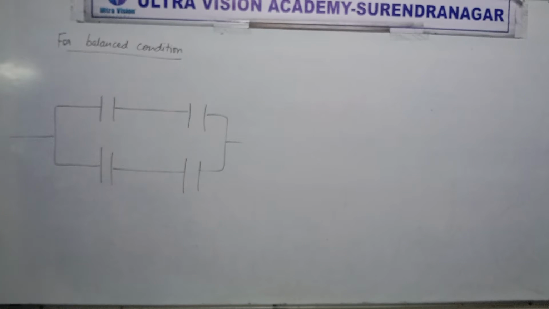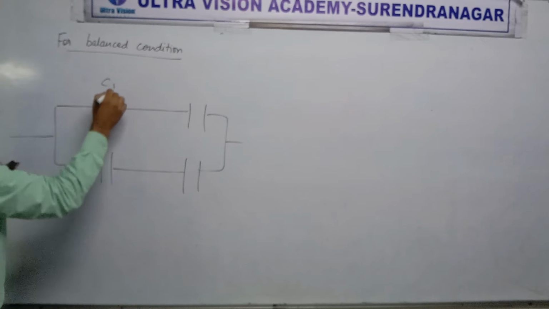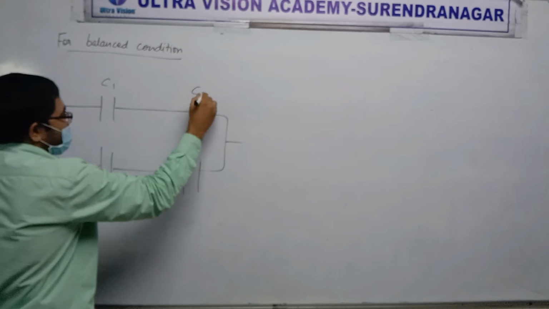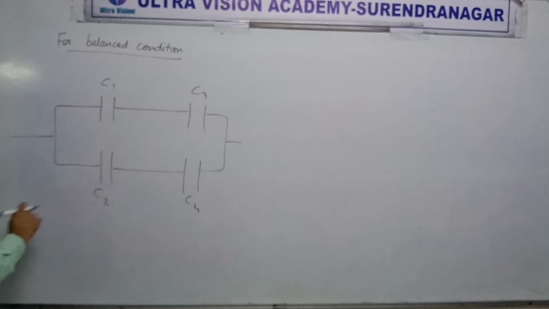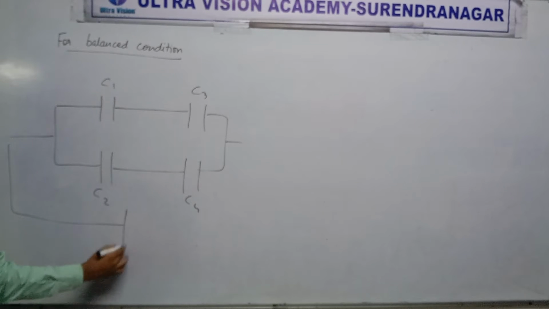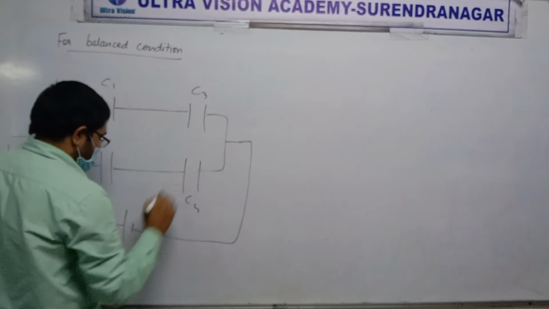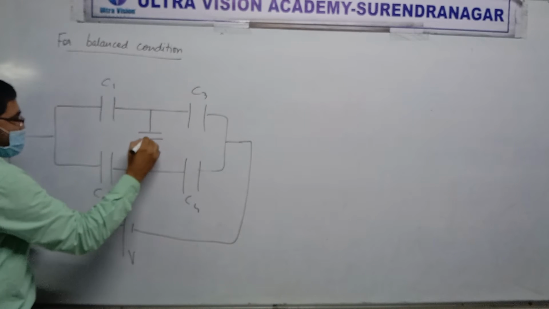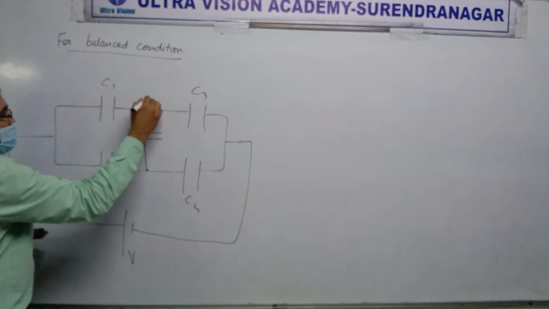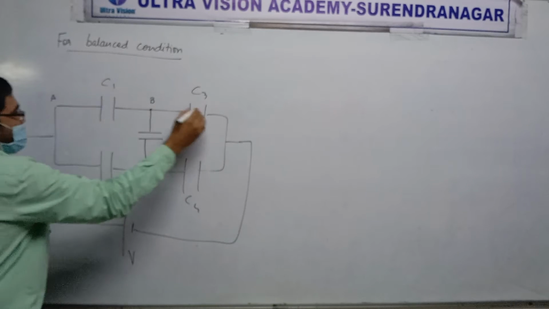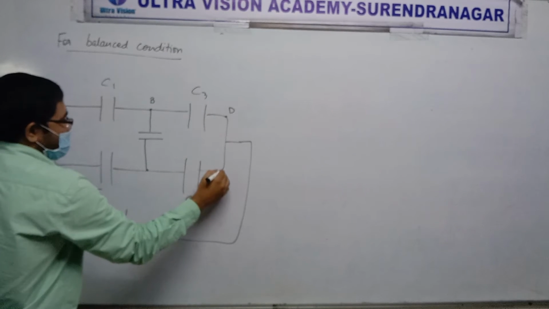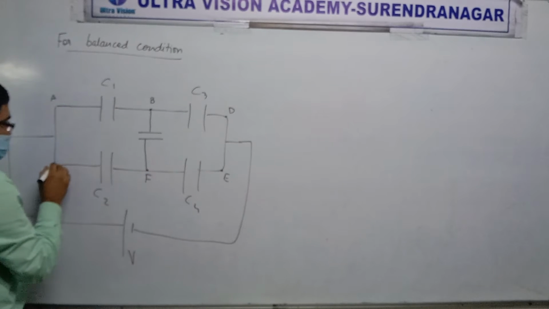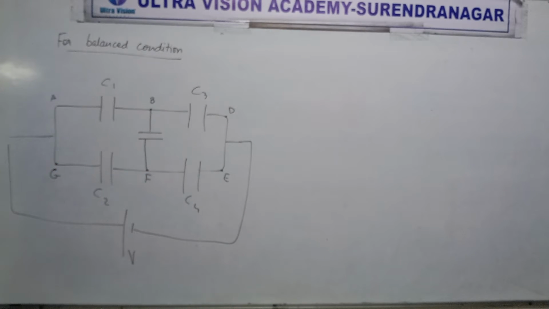Alright, so this is it. This is C1, C3, C4. It's possible that you might even connect it with some battery, no problem. And here there are points A, B, D, E, F. And this is C5.